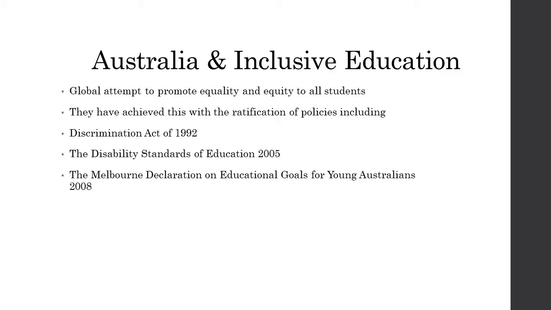Australia has joined a global attempt to promote equality and equity to all students with disabilities in the schooling system. They have achieved this with the ratification of some major policies such as the Disability Discrimination Act of 1992, the Disability Standards for Education 2005, and the Melbourne Declaration on Educational Goals for Young Australians 2008.